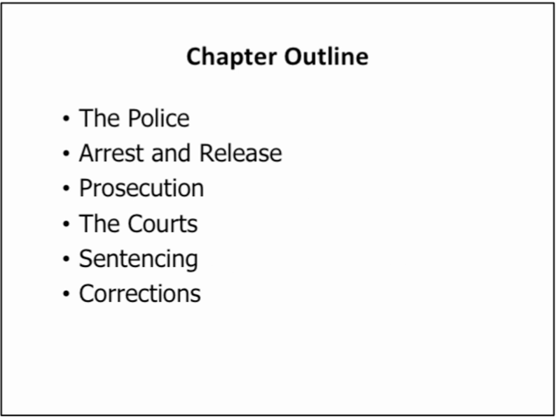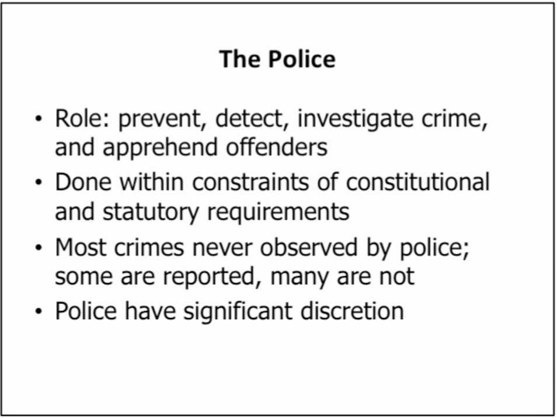Looking at the rest of the chapter, we're going to define police, arrest, release, prosecutorial role, the court system, sentencing, and we talked a little bit about corrections already. The police's role is to prevent, detect, and investigate crime, and to apprehend offenders. It should be done within the constraints of the Constitution and any statutory requirements.